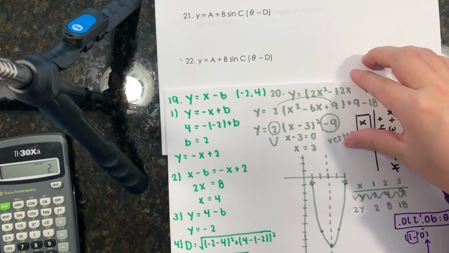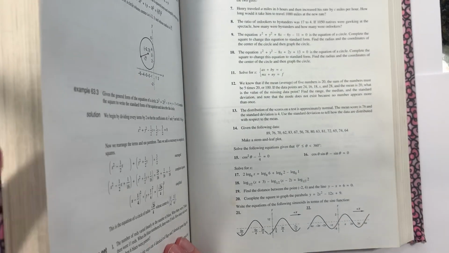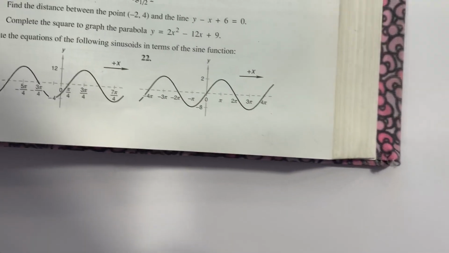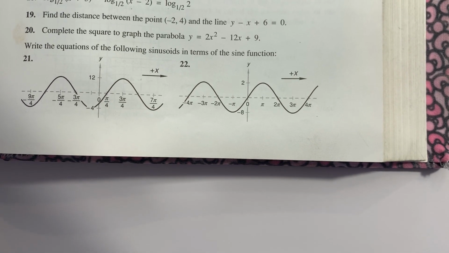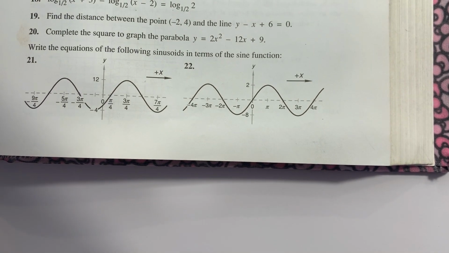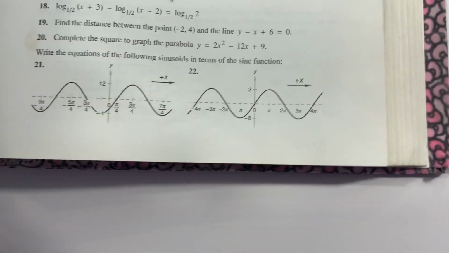Now moving on, we're going to look at number 22. For number 22, we need to look at this diagram right here. It says that we need to write the equation of the following sinusoid in terms of a sine function. Well, if you look at that, it already is in terms of a sine function. It's actually a positive sine function.